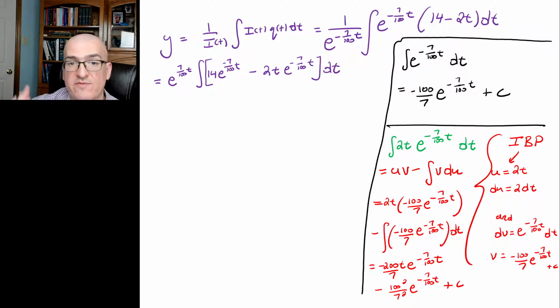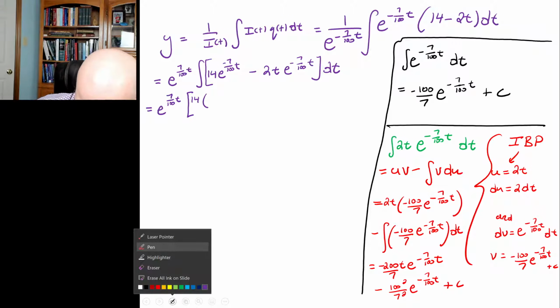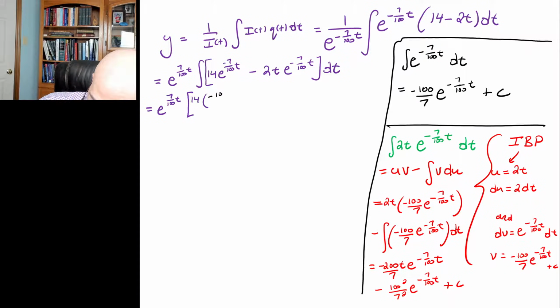Okay, I'm going to plug all that stuff in up above, and hope no mistakes were made. Please scream at me if there are mistakes. Okay, so the first integral was also a 14 there. So 14 times negative 100 over 7 e to the negative 7 over 100 t. I'll add the plus c inside the box afterwards.